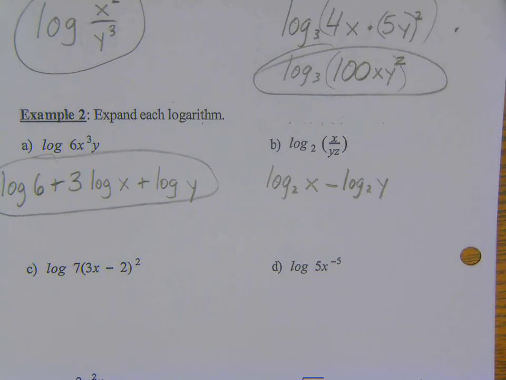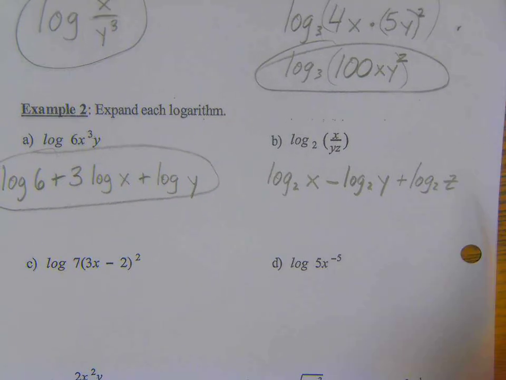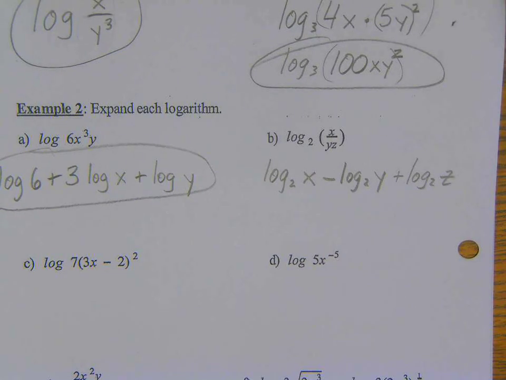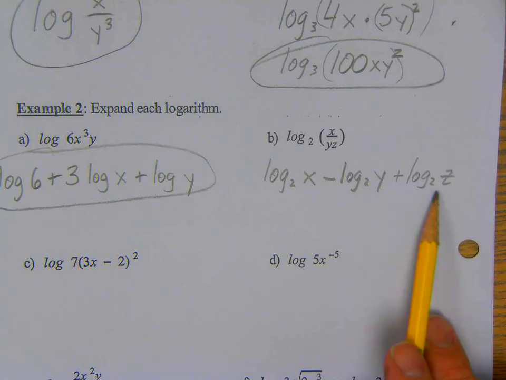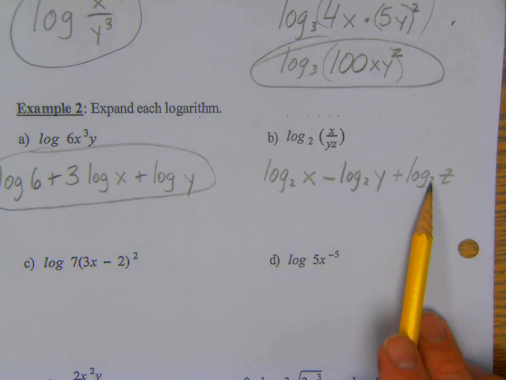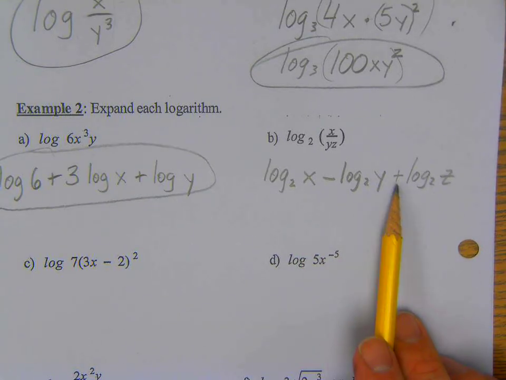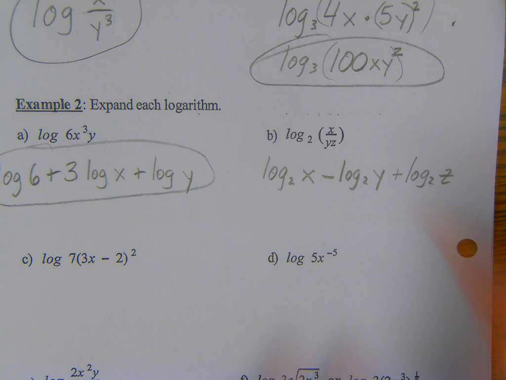Now here's the question. What sign do I put next? Plus. So if I put plus, then I put log 2z. If you were doing this problem, would you get this? You wouldn't, would you? If I told you to write this as a single log, you would put the x and the z on top, wouldn't you? Because they're both positive. You would only put the y on the bottom. So this shouldn't be a plus, right? It should be a minus.